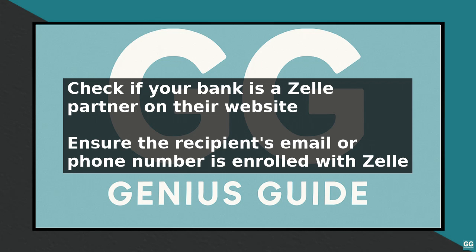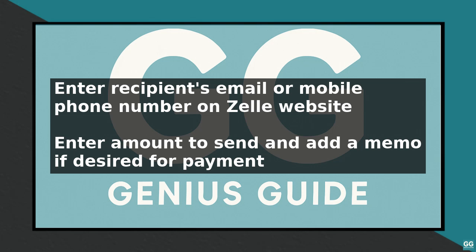Start by going to the Zelle website and clicking on the Send Money tab. You will then need to enter the recipient's email address or mobile phone number that is enrolled with Zelle. Next, enter the amount you want to send and add a memo if you want to include a note with the payment. You will then be prompted to sign in to your bank account using your online banking credentials. This is a secure process that allows Zelle to access your account information.